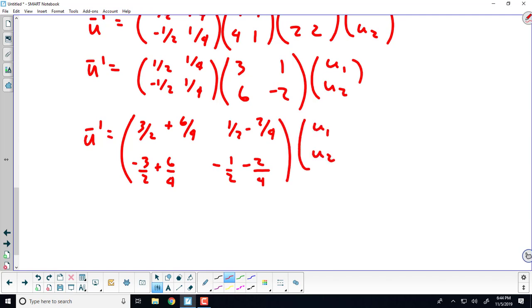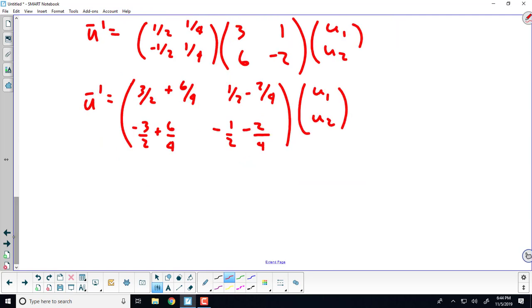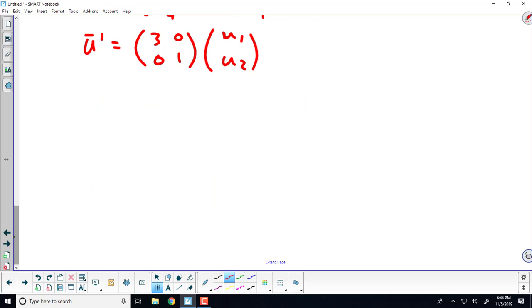U1, U2, and it is still not clear why on earth I'm doing this, but we end up with U bar prime is equal to 3, 0, 0, 1. And there are 2 take-home points here. The first is, when we did this, we got a diagonal matrix. So P inverse AP is a diagonal matrix.